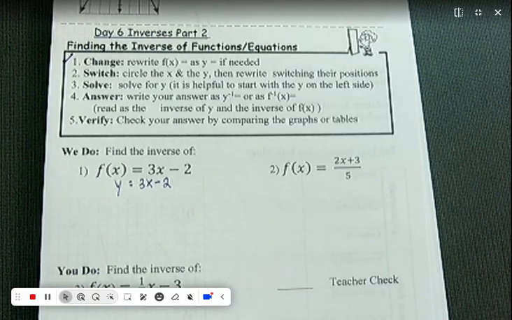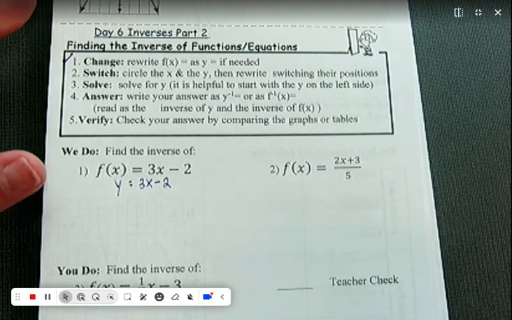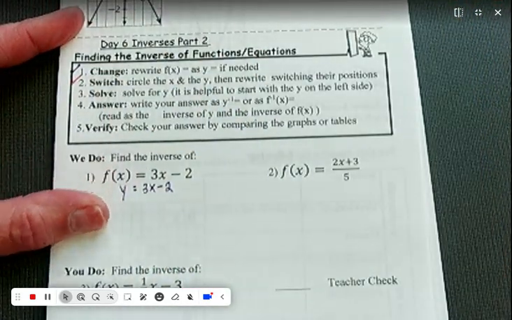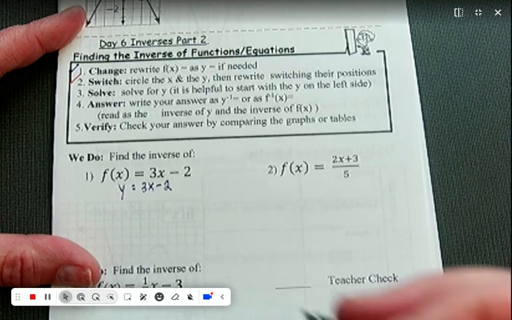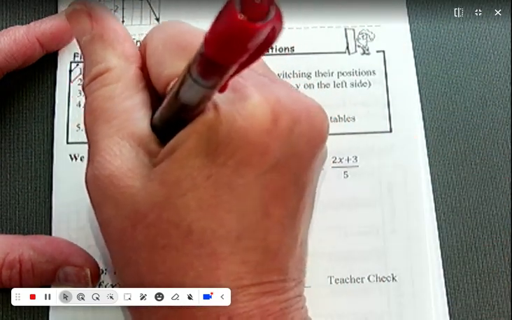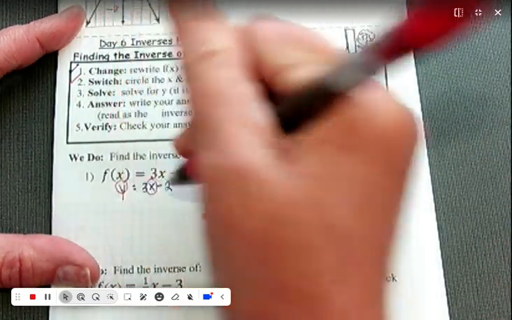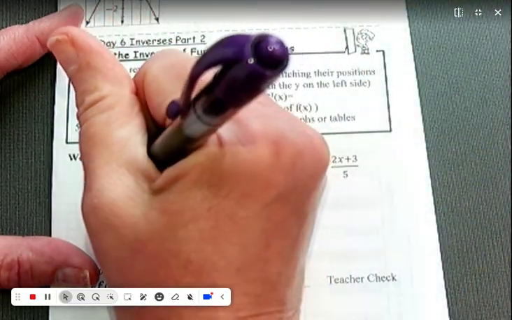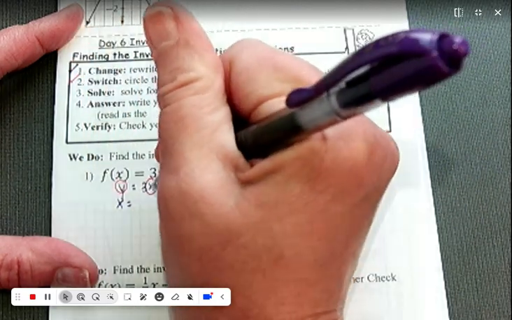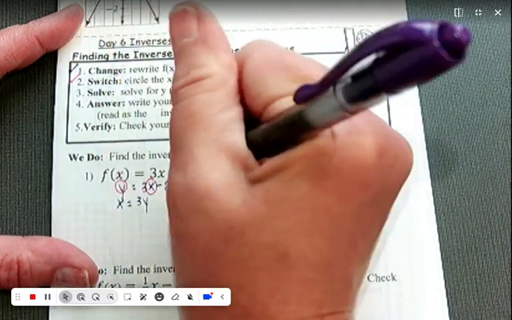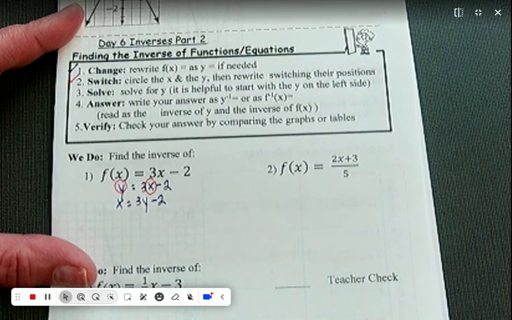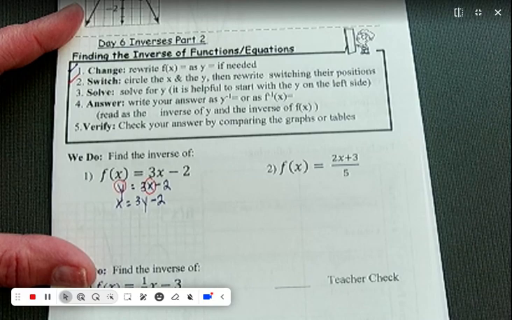From here, our second step says we're going to switch. So we changed, we switch. It says circle x and y and then rewrite switching their positions. So now I'm going to rewrite my equation as x equals 3y minus 2. So I switched and I rewrote it, changing their positions.